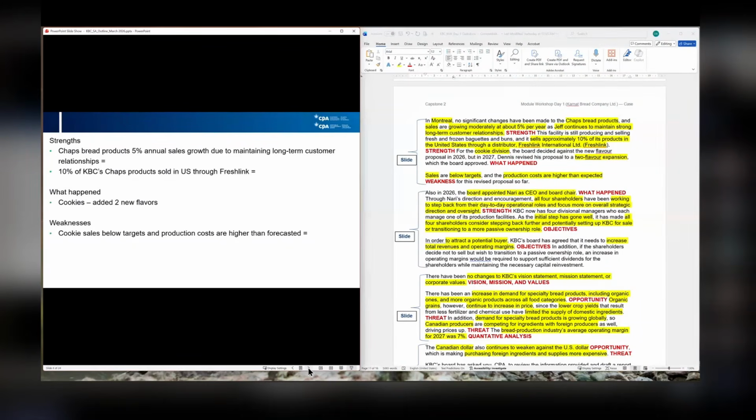What's happened? Well, the cookies, they added 2 new flavors. However, an important weakness is the cookie sales, they're below targets, and the production costs are higher than forecasted.